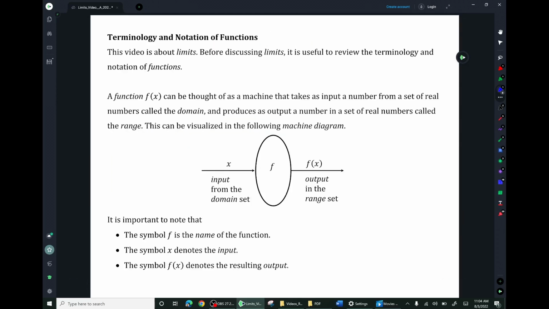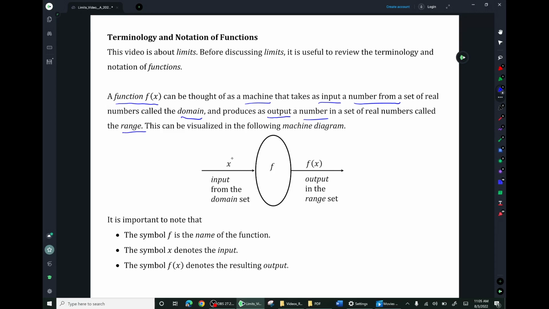The terminology and notation of functions that we'll use is fairly basic. Remember that a function, f, can be thought of as a machine that takes input that's a number from a set of real numbers called the domain, and produces as output a number that's in a set of real numbers called the range. We can visualize this situation with what I would call a machine diagram.